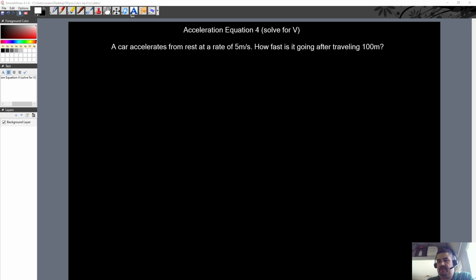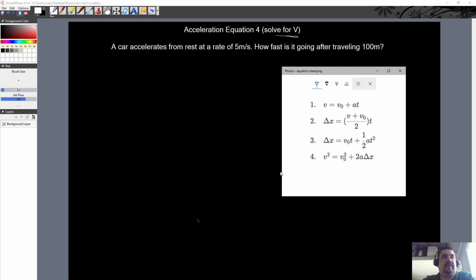Okay, folks, here's equation 4 again. This time we're solving for v. So equation 4, if you don't remember, is this one right here.